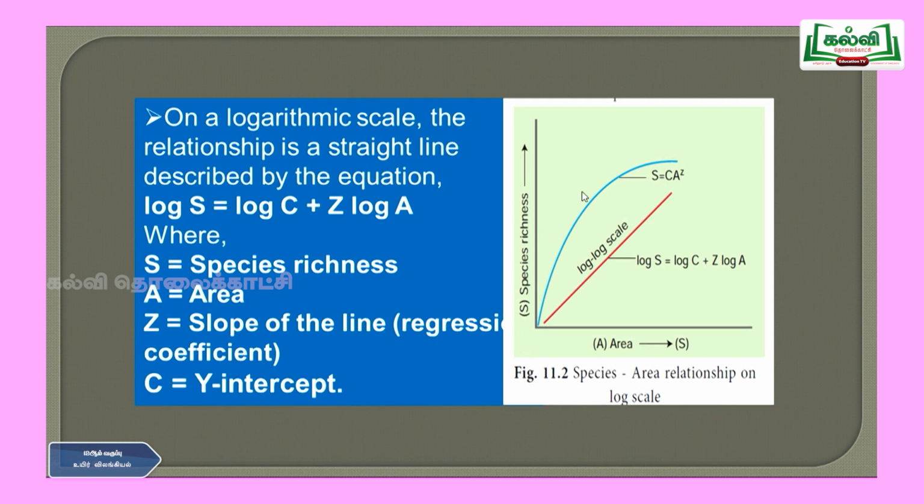You can see here you have a hyperbola in this diagram. This is the species richness, and we have a log scale here, where log S is equal to log C plus Z log A. So this is how the relationship of the species is.